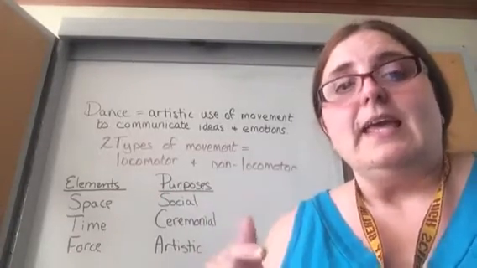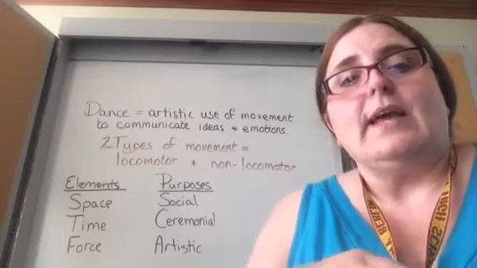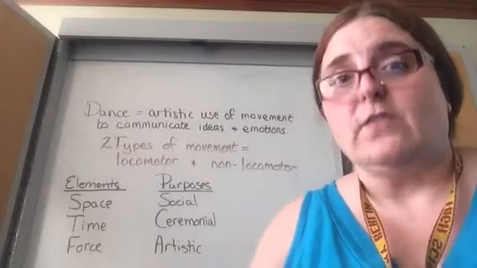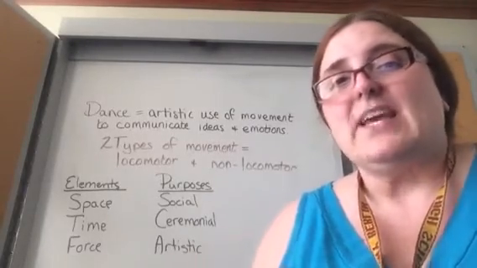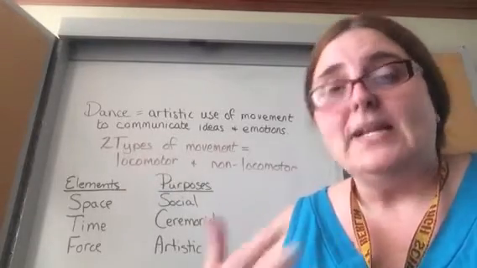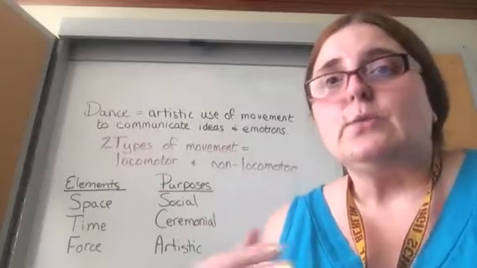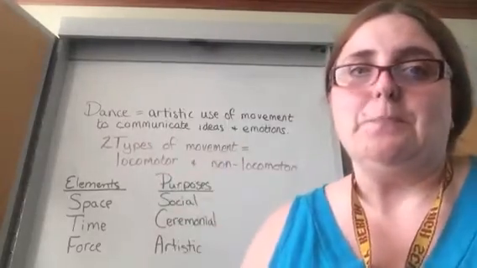Non-locomotor movement is movement that dancers do where they do not change the location of their body. They're not moving from one place to another. Types of movements that would be considered non-locomotor movements would be things like bending, reaching, twisting, twirling, kicking, or jumping vertically in the air.